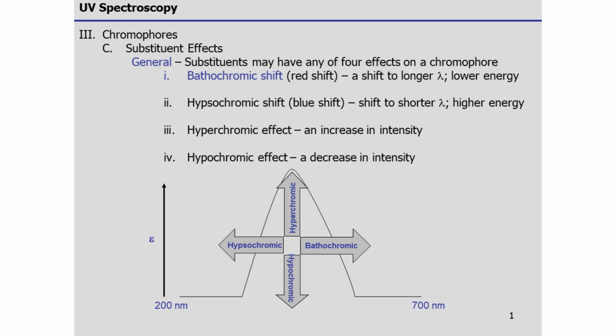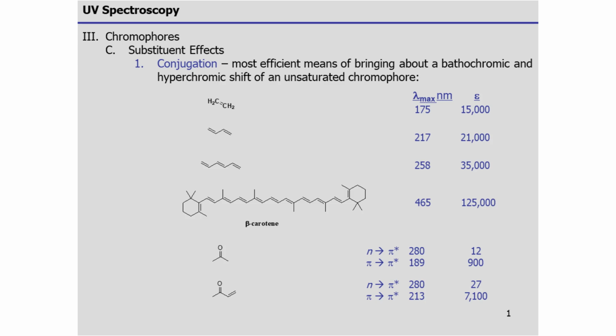Substituents can affect chromophores in four ways: bathochromic shift, or red shift, moves absorption to longer wavelengths and lower energy; hypsochromic shift, or blue shift, moves absorption to shorter wavelengths and higher energy; hyperchromic effect increases intensity, and hypochromic effect decreases intensity. Conjugation is the most efficient way to induce bathochromic and hyperchromic shifts in unsaturated chromophores. For example, beta-carotene shows significant shifts in its absorption spectrum due to conjugation.